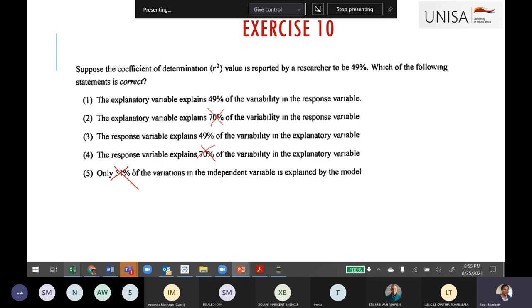So I'm left with only two statements here. The first one says the explanatory variable explains 49% of the variability in the response variable. That says my X explains my Y. The second one says my Y explains my X. Which one of these statements is correct?